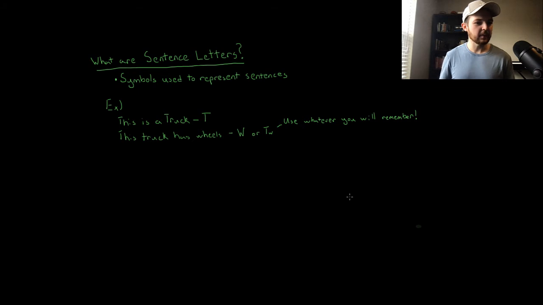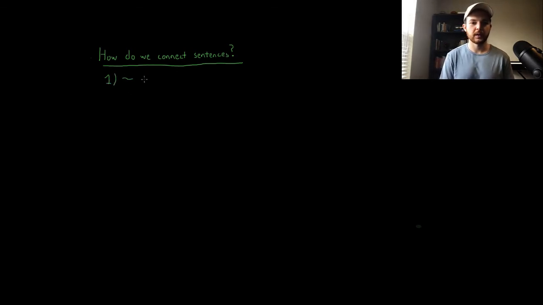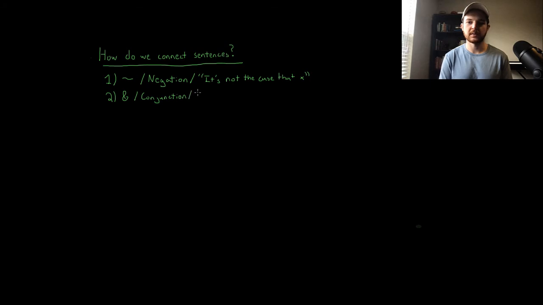So now that we know we can represent sentences by a simple letter or symbol, how do we connect these sentences together in logic? For this, we use sentential connectives. The name isn't so important, but it is important to know that there are 5 of them. The first one is the tilde. The tilde represents a negation, which means it's not the case that X. The second one is the ampersand. The ampersand represents a conjunction, which means both X and Y.